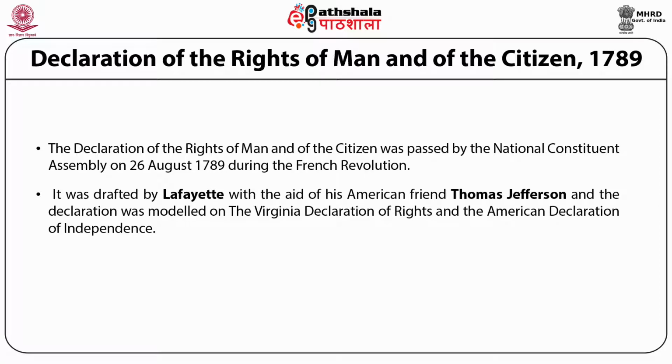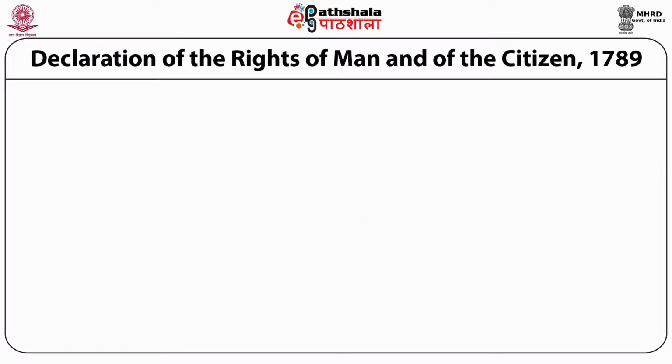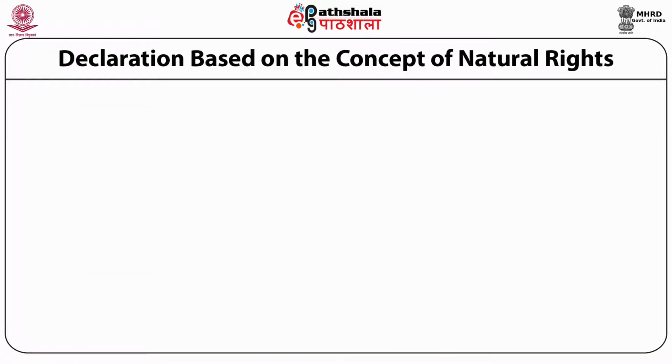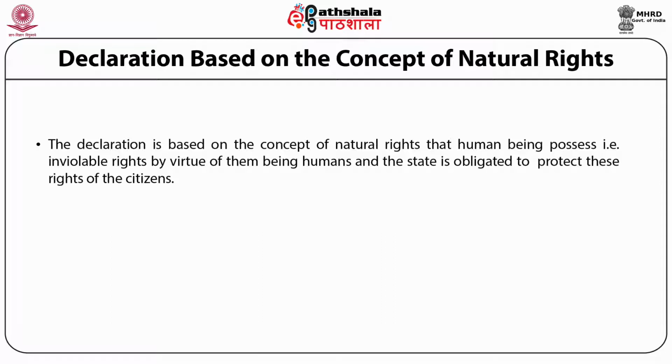The declaration was modeled on the Virginia Declaration of Rights and the American Declaration of Independence, which we will come to later in this module. You are now looking at an artifact of the Declaration of the Rights of Man and of the Citizen. The declaration was based on the concept of natural rights. Natural rights are rights that every human being, irrespective of race, gender, caste, or sex, is born with. These rights are inalienable and inviolable, which basically means that these rights cannot be taken away by another human being.